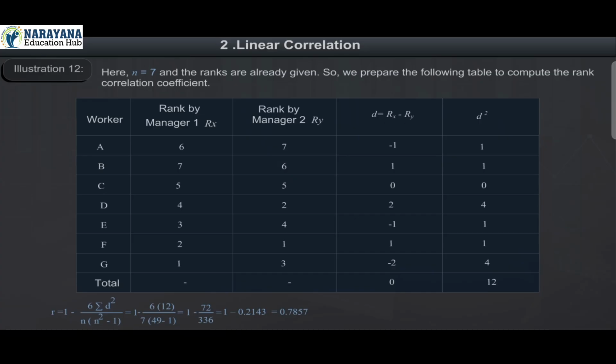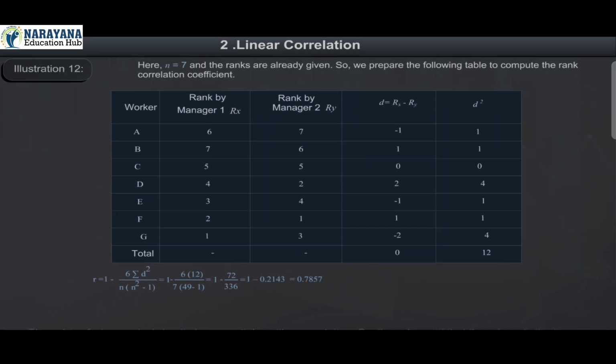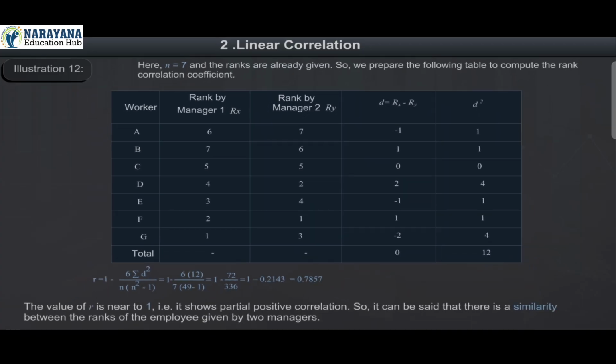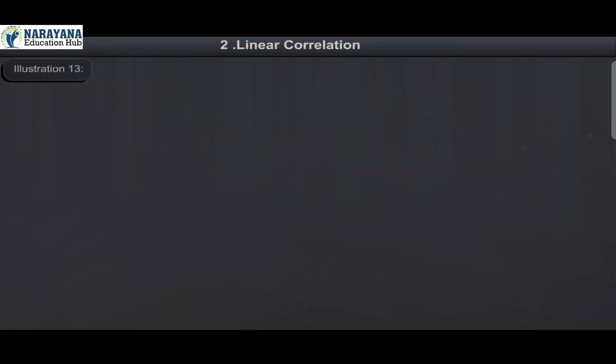1 is equal to 1 minus 6 into 12 divided by 7 into 49 minus 1 is equal to 1 minus 72 divided by 336 is equal to 1 minus 0.2143 is equal to 0.7857. The value of R is near to 1, that is, it shows partial positive correlation. So, it can be said that there is a similarity between the ranks of the employee given by 2 managers.